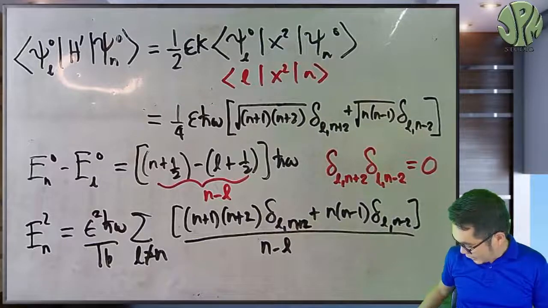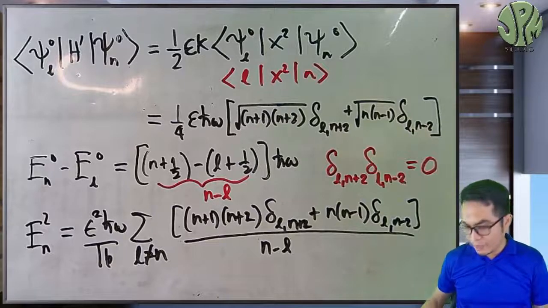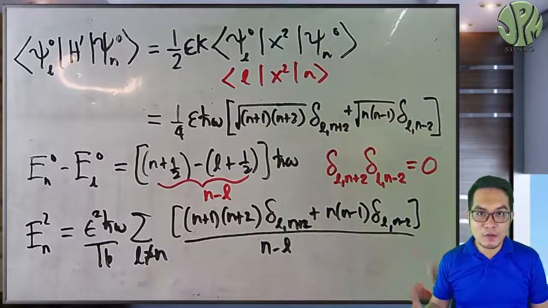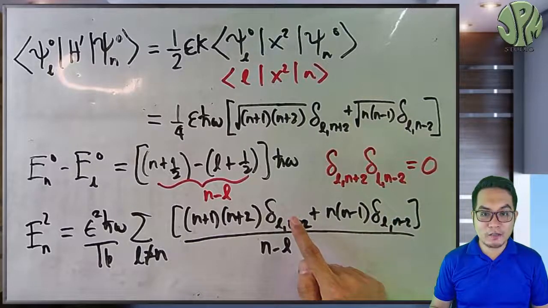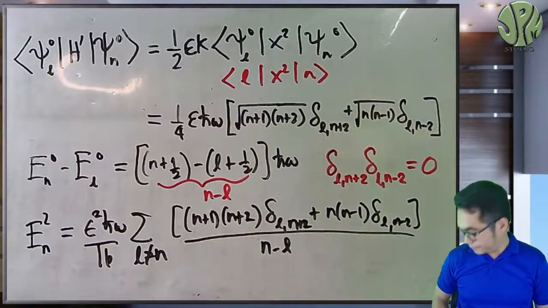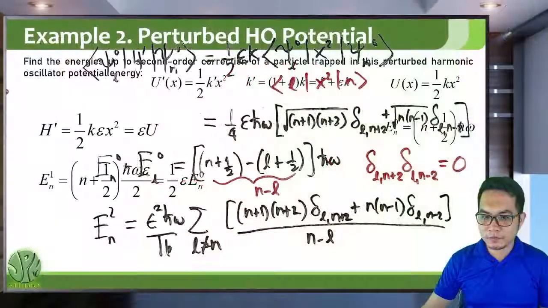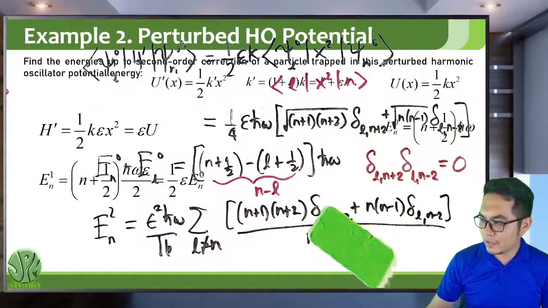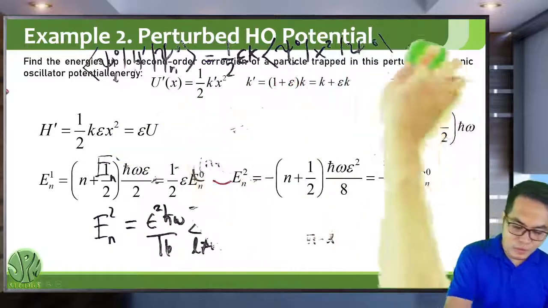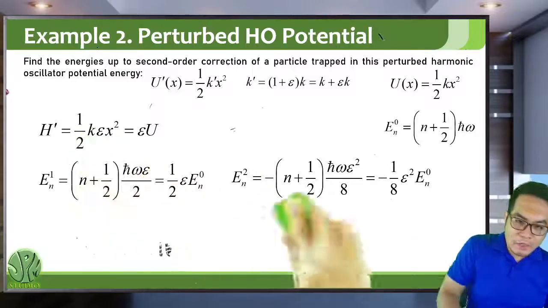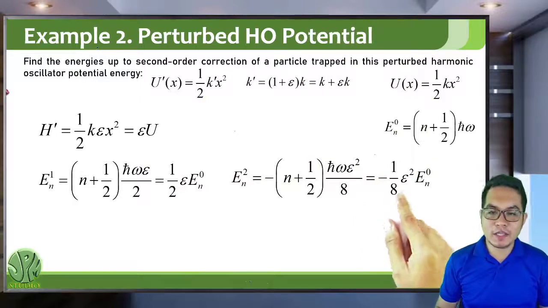Simplifying that, only the two terms, L equal to n plus 2 and L equal to n minus 2, survive. Take note, for any value of L that is not equal to n plus 2 or n minus 2, both of these Kronecker delta functions are 0. So basically, 0. And you will get this value for the second order correction. So it's negative (n plus 1/2) h bar omega epsilon squared over 8, or negative 1/8 epsilon squared En0.